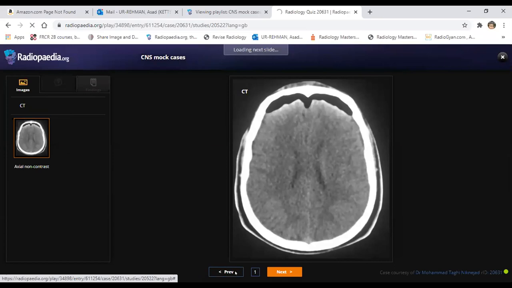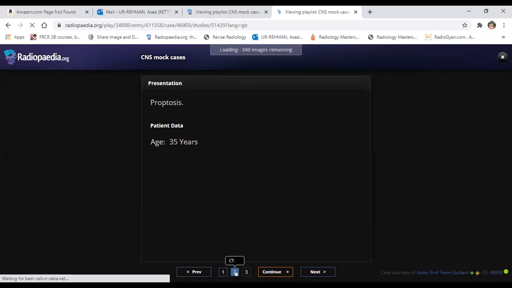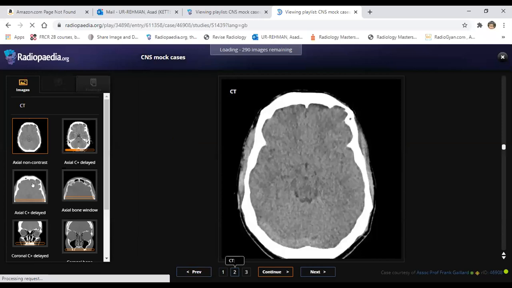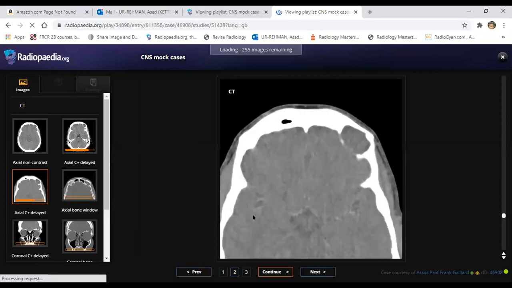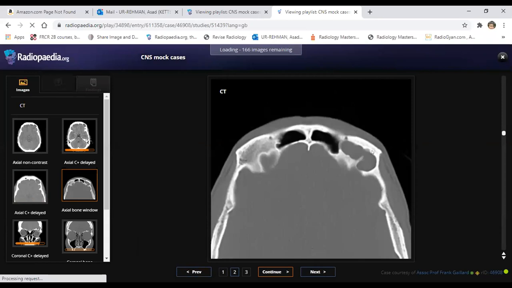So for proptosis, for this one, you were a bit struggling basically. But you mentioned correctly and described the finding, but you just could not name it. So as we can see in the bone window, this is involving the supralateral aspect of the left orbit, and there is some bone canal.